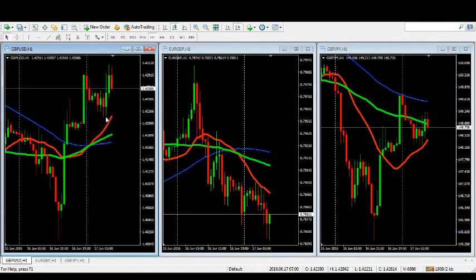Great Britain pound rose against the US dollar almost 1%, while the euro dropped against the pound almost 0.50%, and the Japanese yen also rose. Great Britain pound JPY also rose 1%.